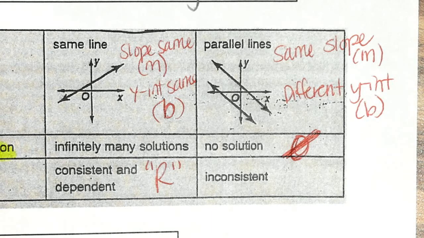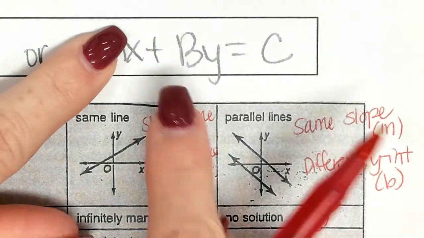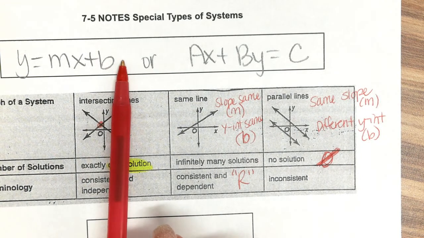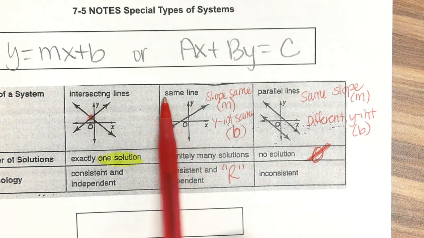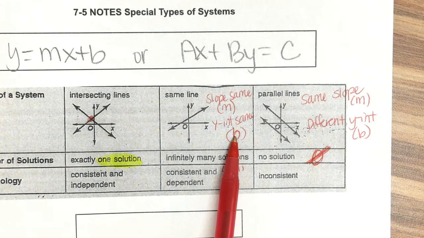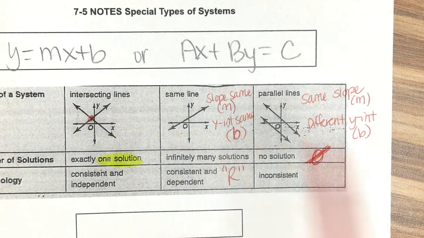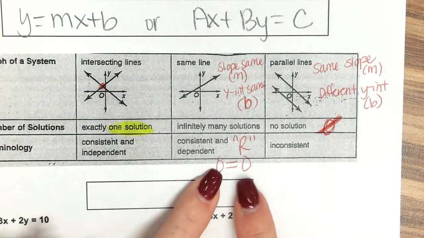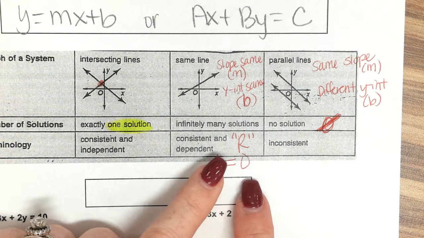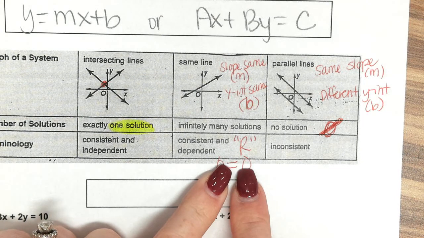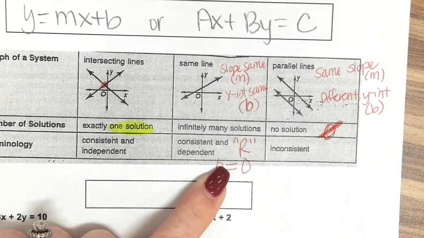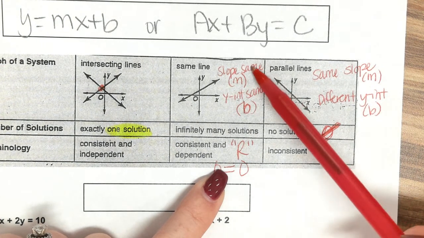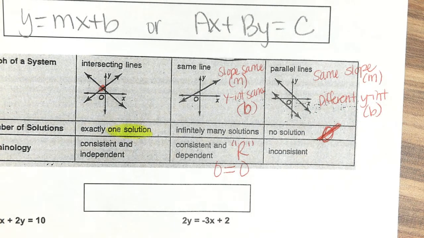Now, when you're solving in this form, let me explain that. When they're in y equals mx plus b form, if they have the same line, the slope and the y-intercepts are the same. But if they're in standard form, your answer would be something like 0 equals 0. If you're solving in standard form and you get 0 equals 0, that means they're the same line and your answer is all real numbers. If you're solving in y equals mx plus b form, they're just going to have the same m and the same b. Do y'all understand that? Do I need to say it again?